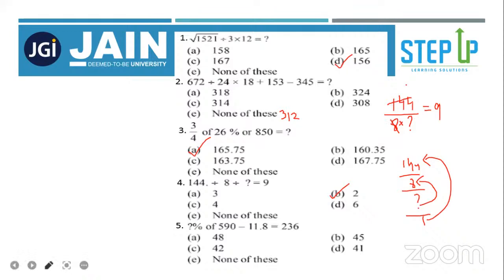Okay, got it now. So this is 18. So 9 is 1 time, 18 is 2 times. Now the question mark over here, cross multiplication, that equals 2. So yes, the answer is 2. Clear with that?